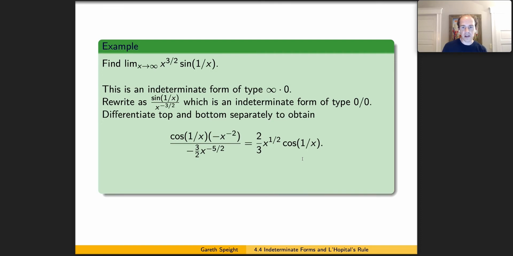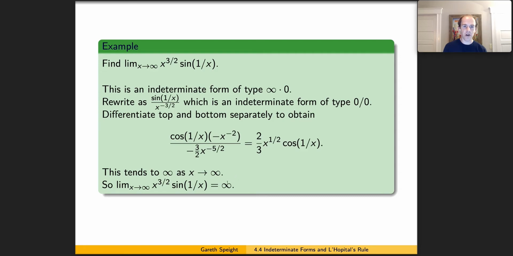Now we hopefully look at this with fresh eyes and see if anything got simpler. As x is going to infinity, the 2 over 3 is fixed. Here we have square root x, which is still going to infinity. And then cosine of 1 over x, as x goes to infinity, the inside is going to 0, so cosine of 1 over x goes to cosine of 0, which is 1. So we have 2 over 3, something going to infinity, something going to 1. This is going to go to infinity. So this limit is infinity. By L'Hopital's rule, our original limit must have been infinity.